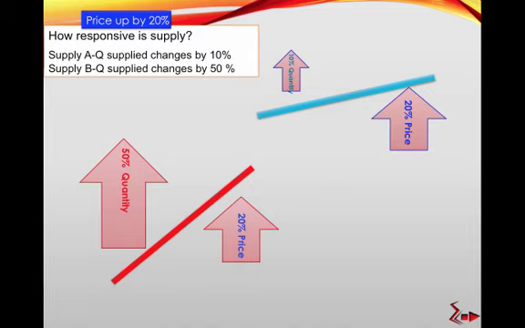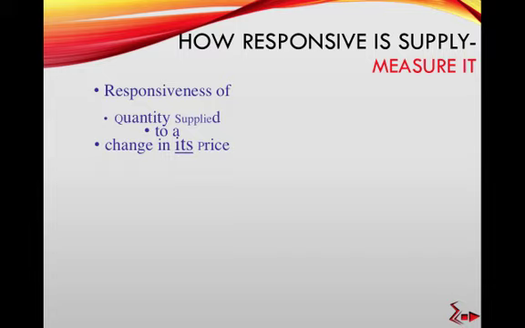Now, clearly looking at these two, supply A is not as responsive as supply B. In supply A, the quantity changes by a very small amount when price increases by 20%. In supply B, the quantity supplied increases by a large amount with the same increase in price of 20%. So supply A in this case is less responsive, inelastic, and supply B is elastic. So what did we just do? We measured the responsiveness of the supply function, or the elasticity of the supply function.